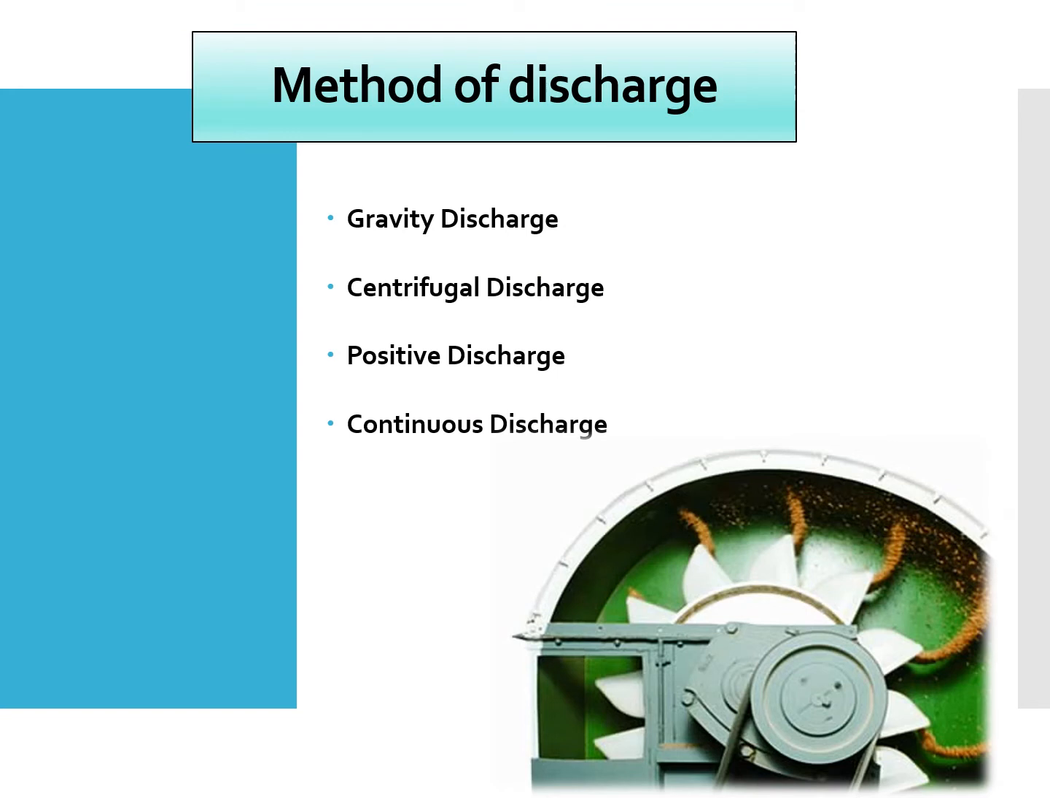There are 4 methods for the discharge. Firstly, gravity discharge. It has low speed and bucket dropper, and it is a non-adhesive process. Secondly, centrifugal discharge. In this process, a small diameter drive pulley is used, and it is a high-speed process. Thirdly, positive discharge, and lastly, continuous discharge.